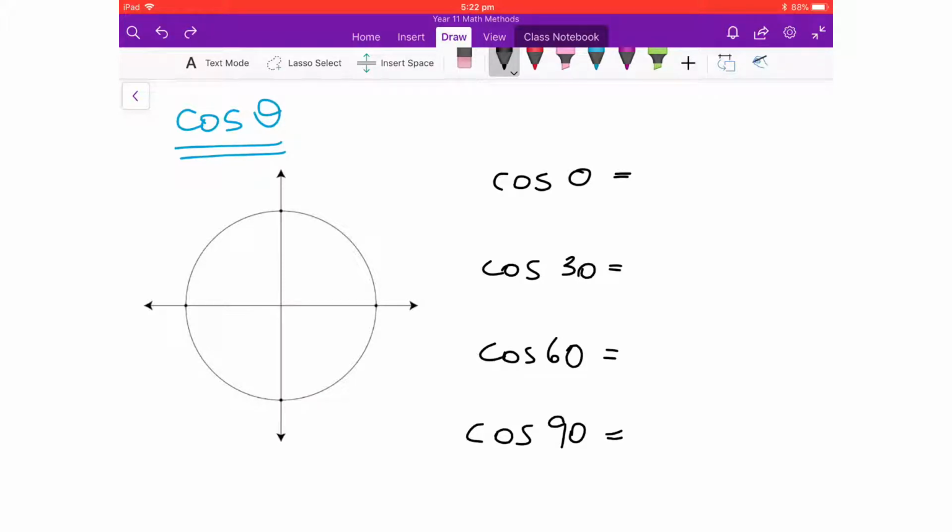So let's do cosine 0. There's no angle, like we discussed in sine. It's like a straight line, right? So that's what that triangle would look like. It wouldn't have any angle of elevation at all. It wouldn't have an angle. The angle would be 0.